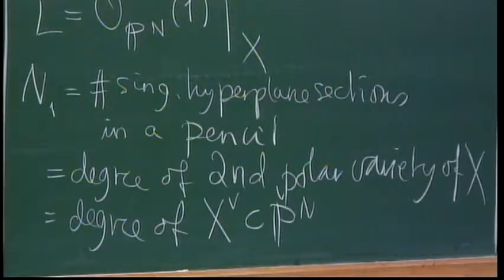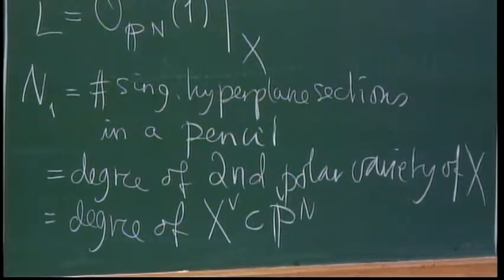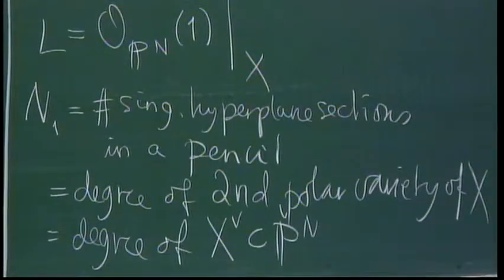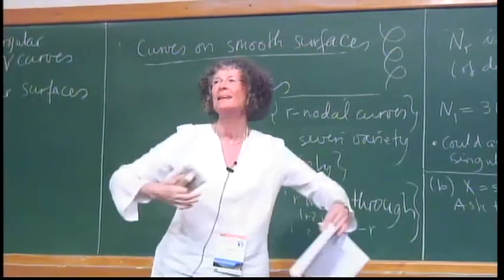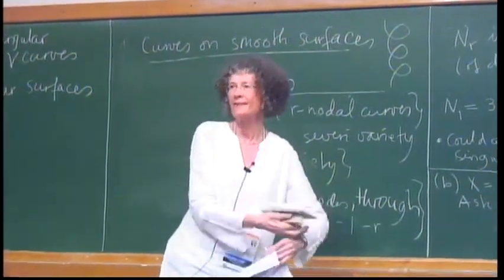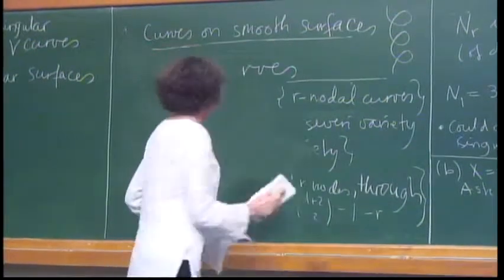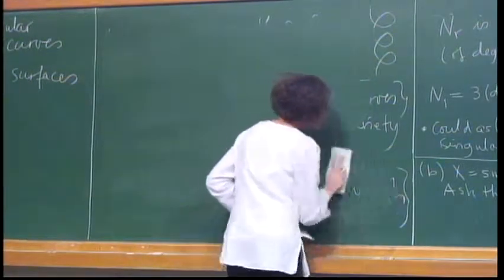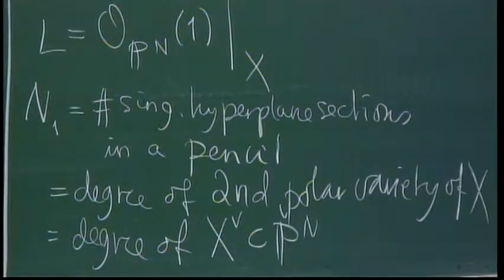Dual varieties were mentioned briefly by Francesco, but this is not dual of curves. So these are different ways of, this is how you find the degree of the dual variety. You take a pencil of hyperplanes and you count how many of them are tangent, contain the tangent space at a point of X. So that's how you get it. You have to be a little careful when you have singularities, and that's why you get different formulas, of course, in the singular case. So let me give you an example.